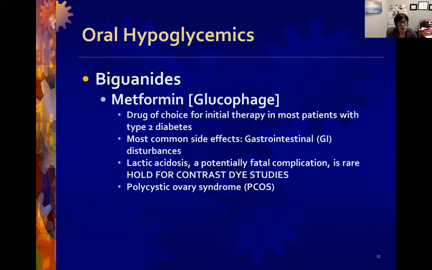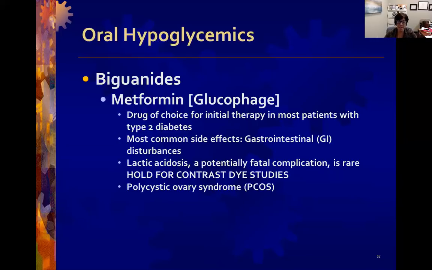Okay, so drug of choice for initial therapy, most common side effect is GI disturbances. Remember I said last year you have a lot of gas and diarrhea. So a lot of flatus because it's taking that glucose through the GI tract. Usually goes away, and like I said, sometimes tell them to take it at night. Because if you're blowing gas in bed, who cares, right?